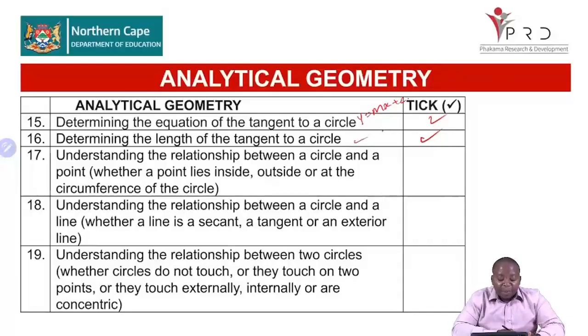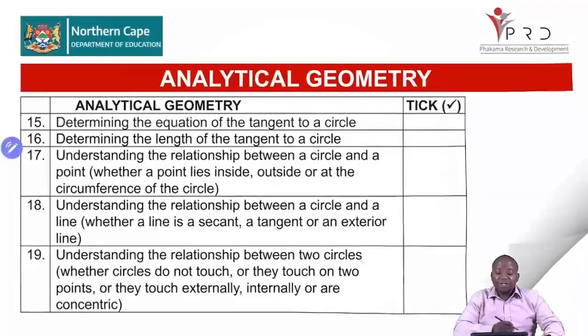Number 17, we must understand the relationship between the circle and a point, and whether the point lies outside, inside, or at the circumference of the circle. You must be able to understand the relationship between the circle and a line, whether the line is a secant, a tangent, or an exterior line. You must also understand the relationship between two circles, whether they do not touch, touch at 2 points, touch externally, internally, or are concentric.